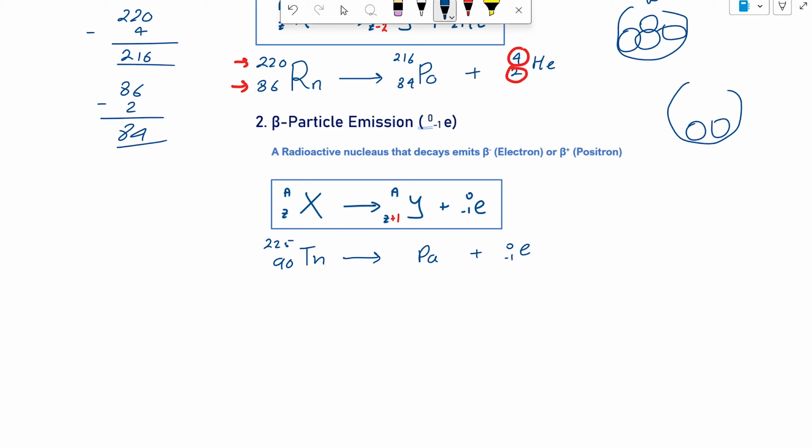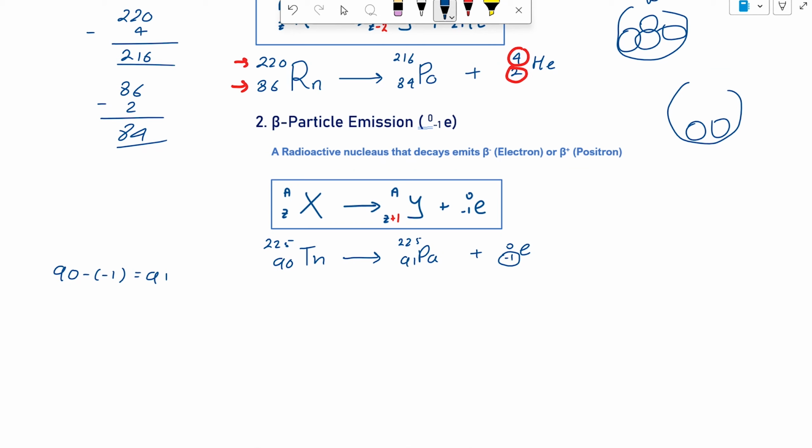Right. So now, what do we do? We simply subtract this -1 from 90. So 90 minus -1 produces 91. The nuclear number of an electron is 0, so 225 minus 0 is simply 225. So our nuclear number of protactinium is going to be 225, and the proton number is going to be 91.